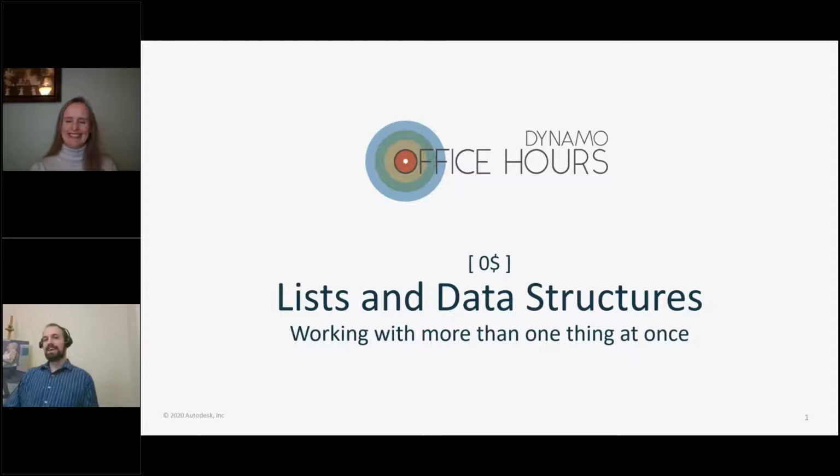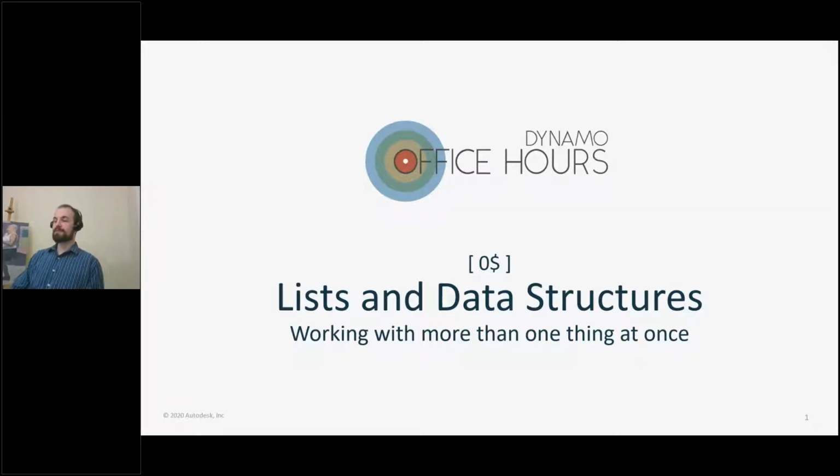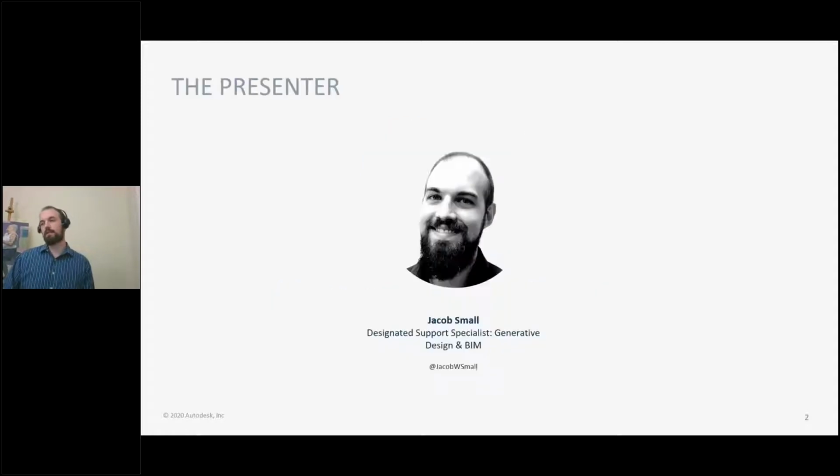All right, thanks. So welcome everybody. This is Dynamo office hour session number 4. This is about lists and data structure, how to work with more than one thing at a time, because we don't want to have to hit run on a graph to do every single individual thing. We want to hit run once and have many things alter at the same time.